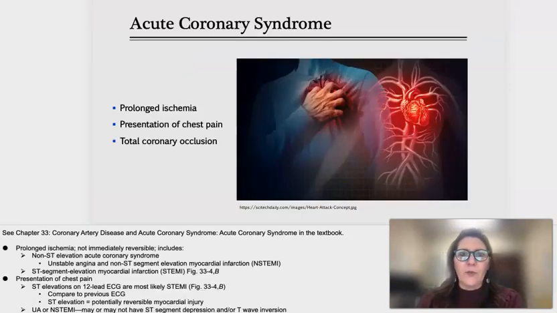So acute coronary syndrome, what is it? This is from prolonged ischemia, which is any time that you have a lack of oxygen. Every cell in your body needs oxygen, and if it doesn't have oxygen, it's going to hurt. That's all there is to it. So it's really important that every area gets oxygen, and that's why when we have certain things happen with our heart or anything actually, if the oxygen is not getting to the area, it's going to be painful because every single cell needs it. So there's going to be a presentation of chest pain and then total coronary occlusion.